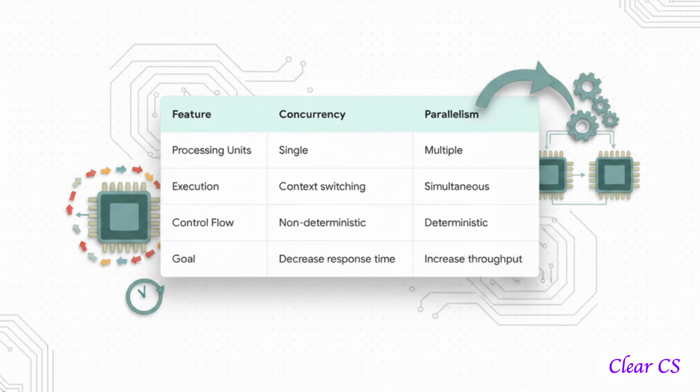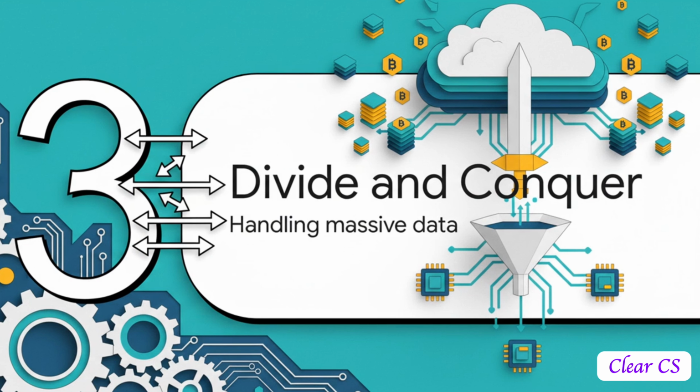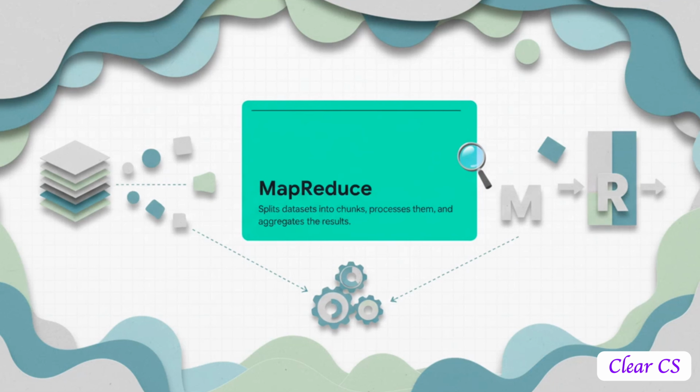Parallelism, though, strictly requires multiple processing units to pull off truly simultaneous execution. This makes it deterministic or highly predictable. Its main goal is increasing overall throughput, basically just getting more total work done faster. Moving on to Section 3, Divide and Conquer. So how do software engineers actually put these concepts to work when processing massive amounts of data? Well, when you're dealing with immense data sets, you need a very specific design pattern. Enter MapReduce. It's widely considered the hello world of big data, and it's practically a perfect example of concurrent design.